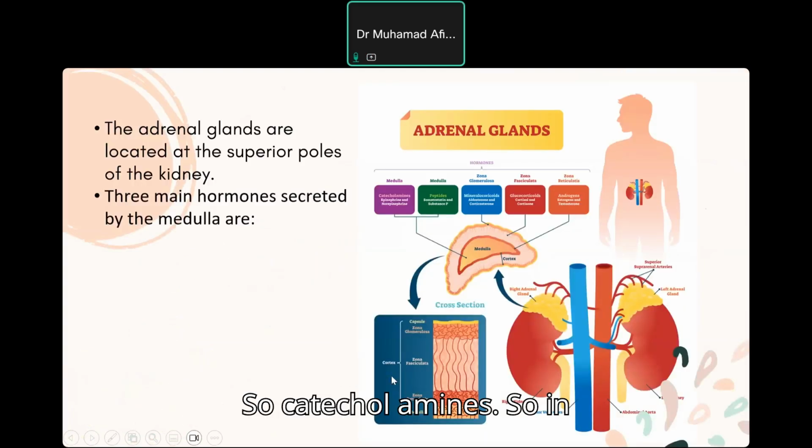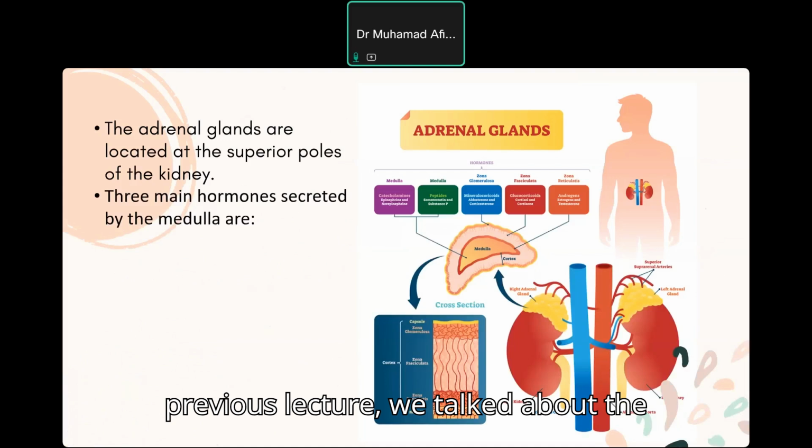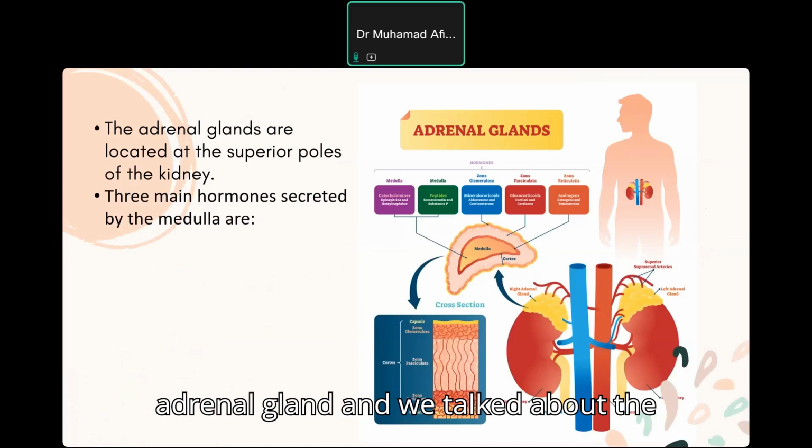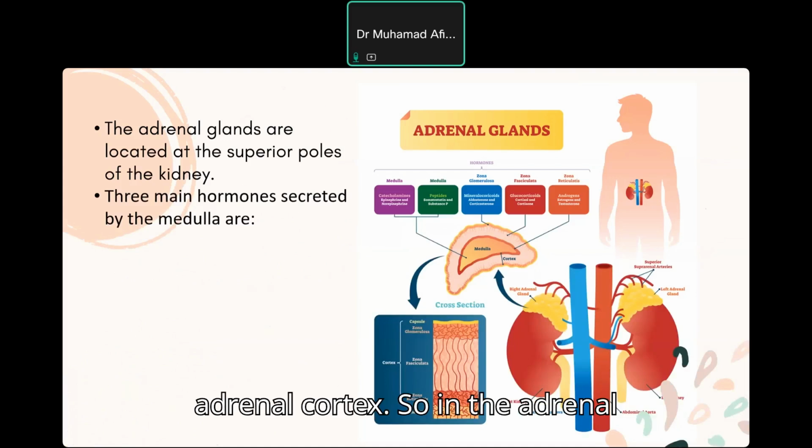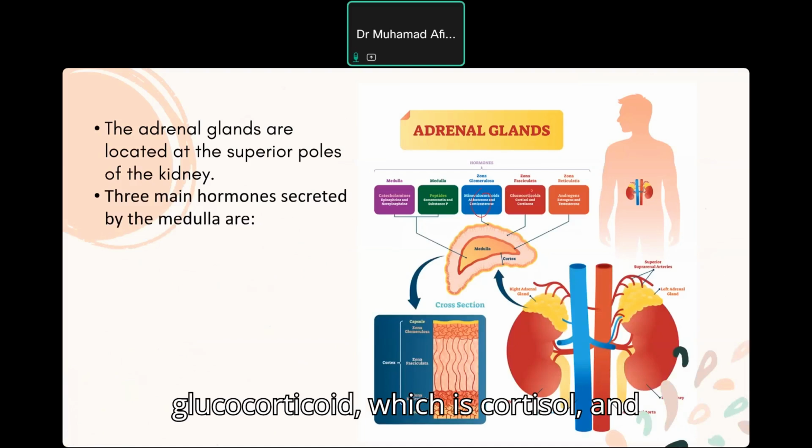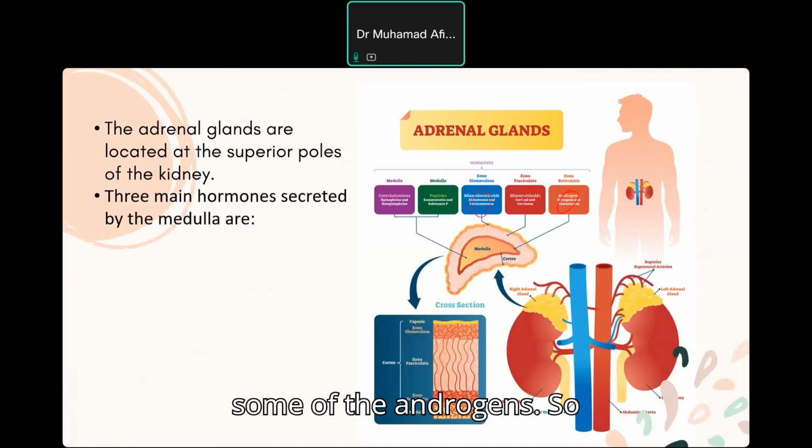So, a quick recap. In the previous lecture, we talked about the adrenal gland and the adrenal cortex. In the adrenal cortex, we talked about the mineralocorticoids, which is your aldosterone. And then we talked about your glucocorticoid, which is cortisol, and some of the androgens.